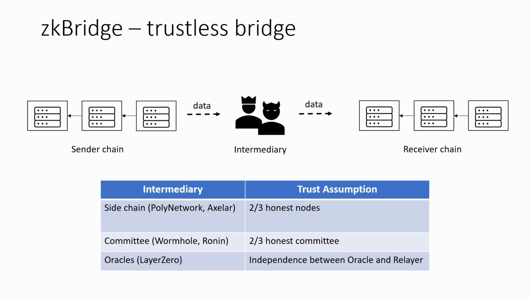The second example we'll look at are ZK bridges, a trustless way to communicate between blockchains. Traditional bridges work by using an intermediary that reads data from the sender chain and then communicates it to the receiver chain. Popular types of intermediaries today are sidechains, committees, and oracles. However, each of these make a trust assumption in order to ensure correctness of the message. We've seen numerous instances where these trust assumptions are broken. For example, by having the private keys of committee members stolen results in millions of dollars lost.